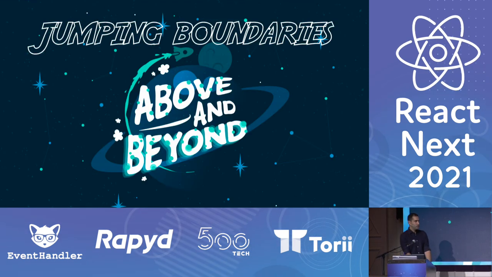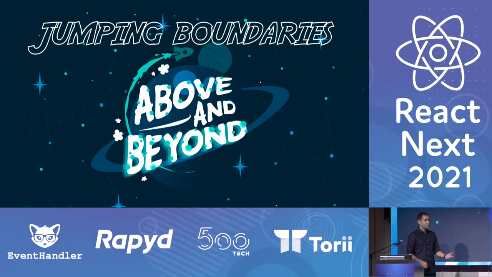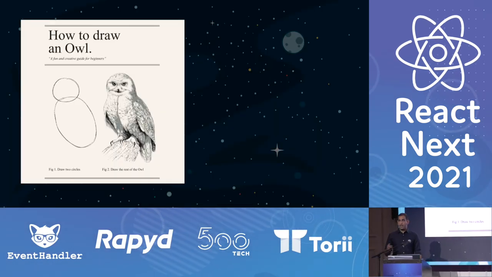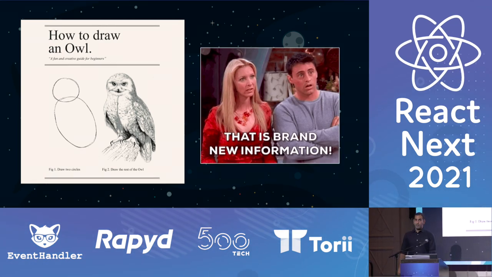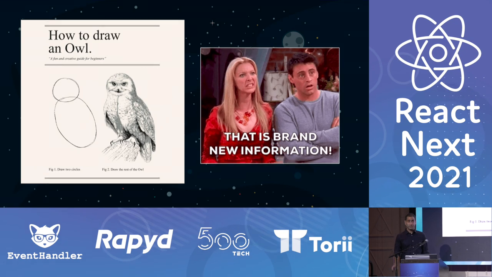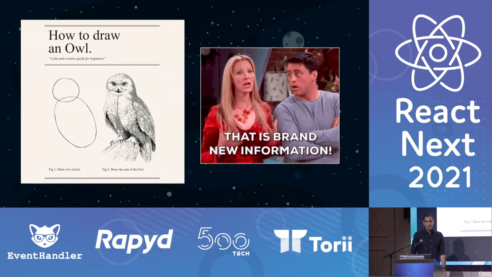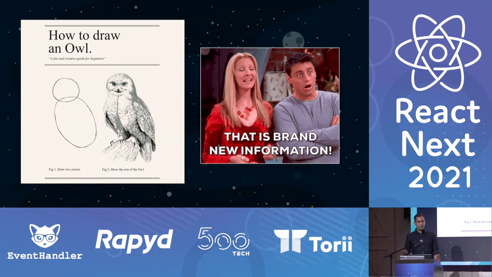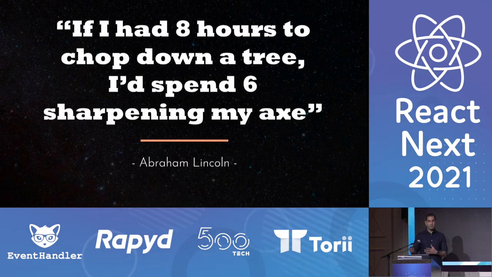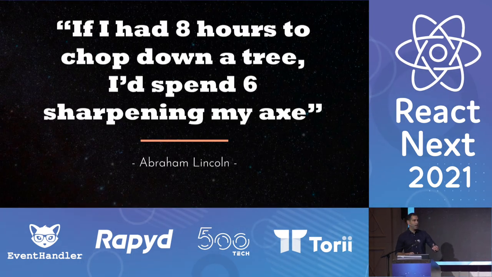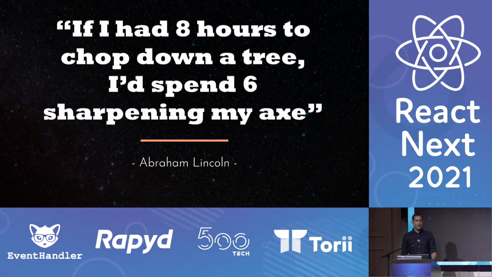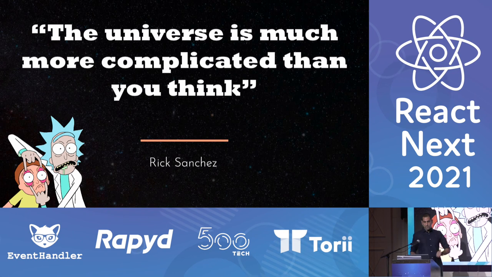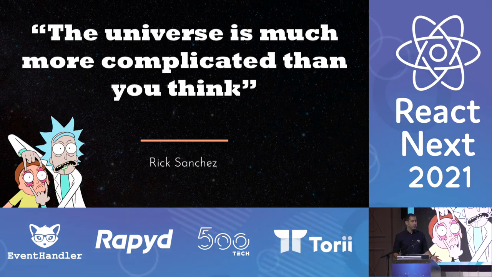Because the problem today, if we want to learn something, is that most of the tutorials online look like this: okay, how to draw an owl? Just draw two circles, and then the rest of the owl. This is very helpful, of course, especially if you're new to development. And there's a famous quote by Abraham Lincoln: if I had 8 hours to chop down a tree, I'd spend 6 sharpening my axe, meaning that you have to dive deep into the things that you already know. But I think, and Rick agrees, that the universe is much more complicated than you think. Don't fixate on the things that you know.